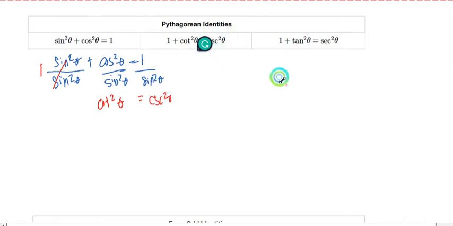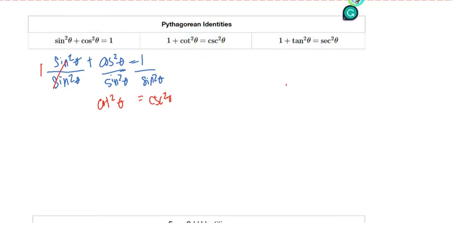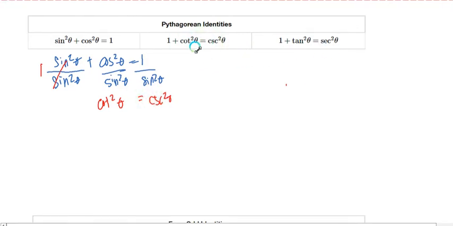That's why we have this equation, 1 plus cotangent squared is equal to cosecant squared. So that is where it comes from. And if you have to derive the next formula, what you do is divide all of the equation by cosine.